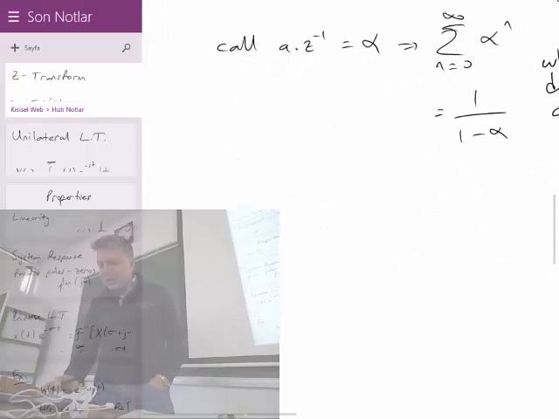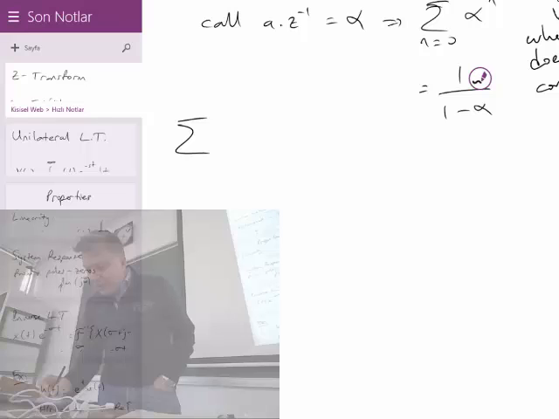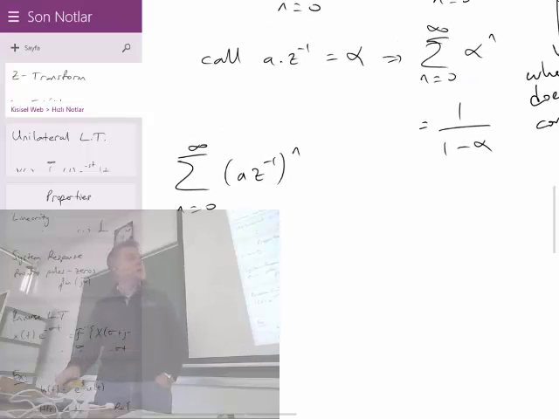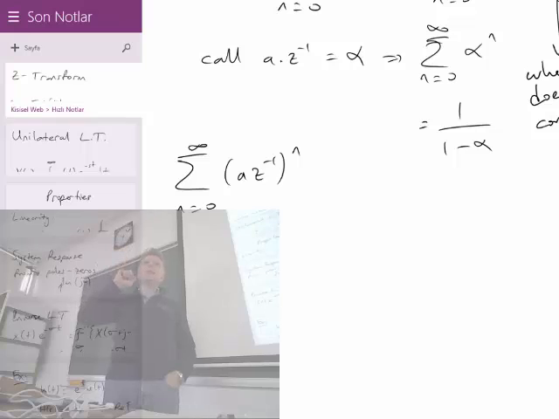So let me write it again here. Summation n from 0 to infinity, a z inverse to the power n. When does this expression converge? It converges as long as the alpha, I said that a z inverse is alpha, as long as alpha is less than 1. The magnitude, the size of it is less than 1. Then it will be a convergent series sum. What would happen if alpha is greater than or equal to 1? Then that summation will be equal to infinity. Right? So that's a problem.